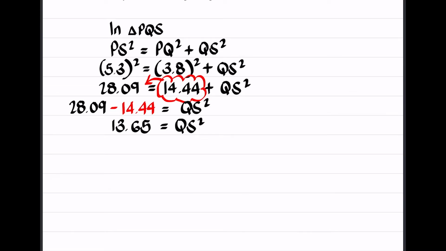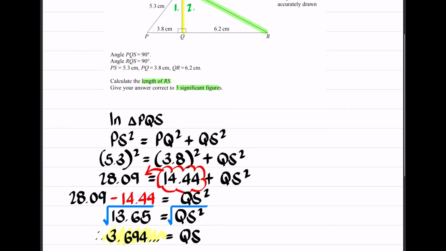I don't want QS squared, I want the QS by itself, so that means that I'm going to square root both sides of this equation. So therefore, the square root of 13.65, now because I'm going to be using this answer in my next question, I'm not going to round off just yet. So the square root of 13.65 is equal to 3.694, and I'm keeping all the digits, the square root of QS squared, which is QS. Now I have this 3.694, etc., and that is actually the value of QS.